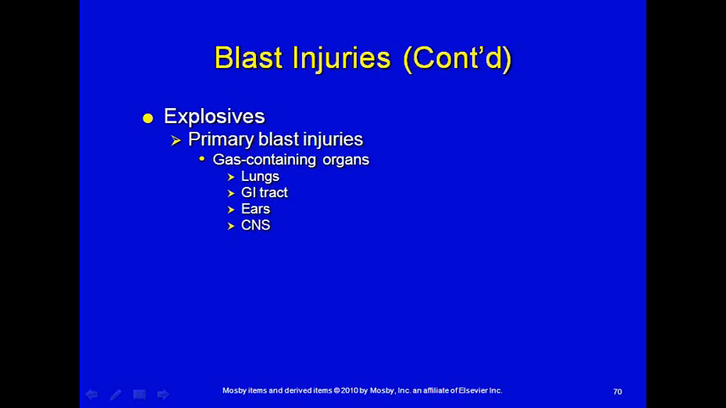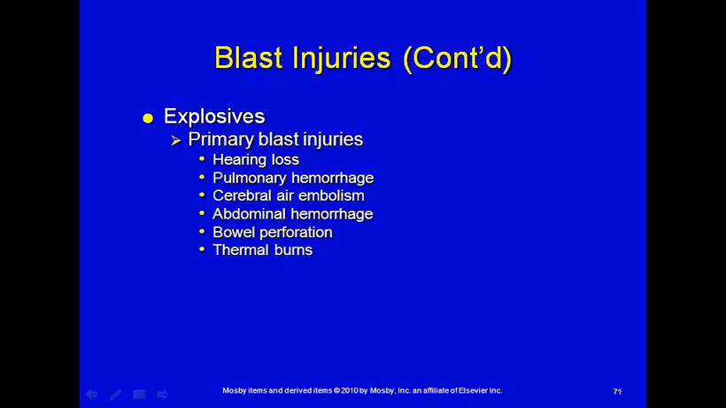As we had mentioned, during a primary blast injury, your gas-containing organs are going to be affected. You're going to have pulmonary contusions, your GI tract, your ears will rupture, and traumatic brain injury. Some common things that you'll see as a result of a primary blast injury include hearing loss.